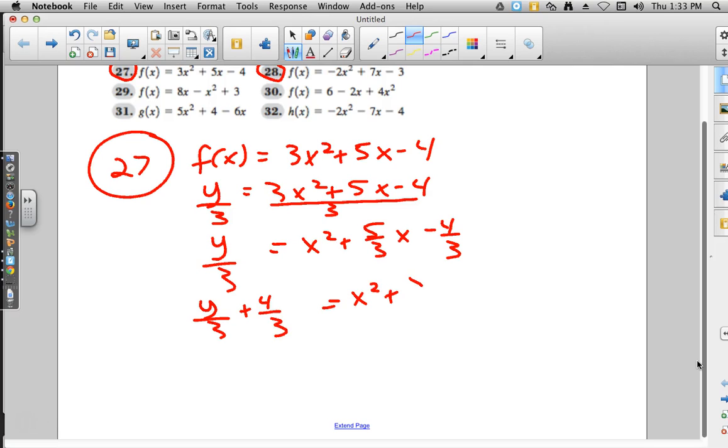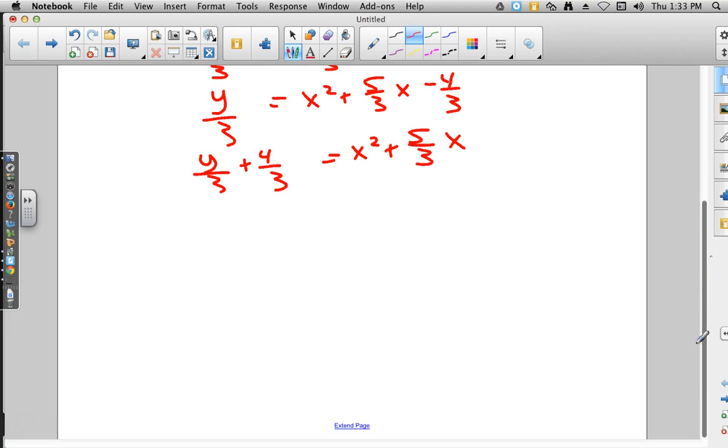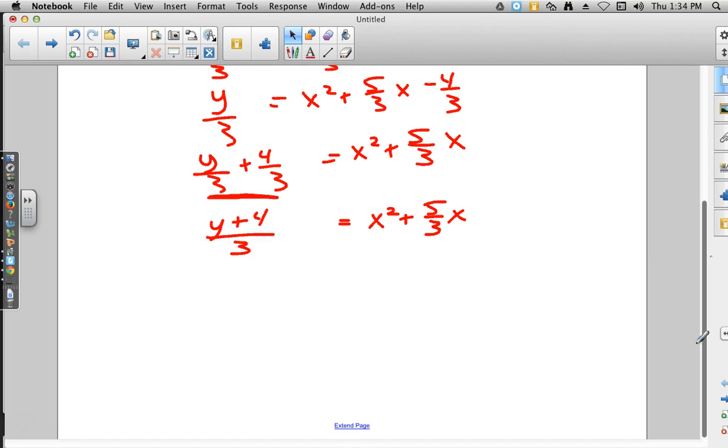and have x squared plus 5/3 x. And again, just to keep things from getting too complicated, we do have a common denominator over on this side, so we might as well write that as y plus 4 over 3. And on the other side, this is where we want to focus our energy on the value that will complete the square. So we have 5/3.